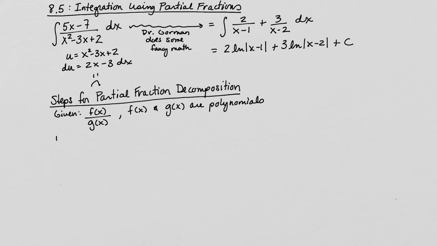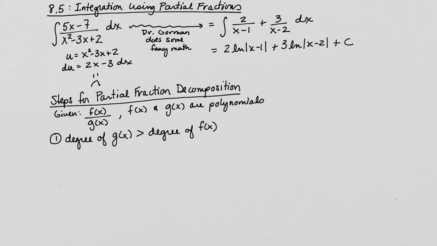So the first step is you have to make sure that the degree on the bottom is bigger than the degree on the top. Remember, the degree of a polynomial is the largest power in that polynomial. So the degree of g of x, the bottom polynomial, has to be greater than the degree of f of x.